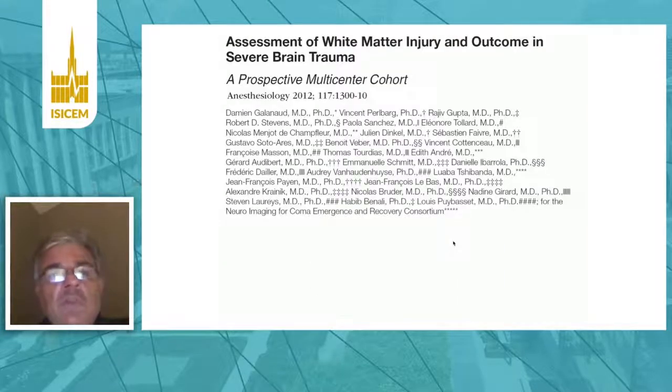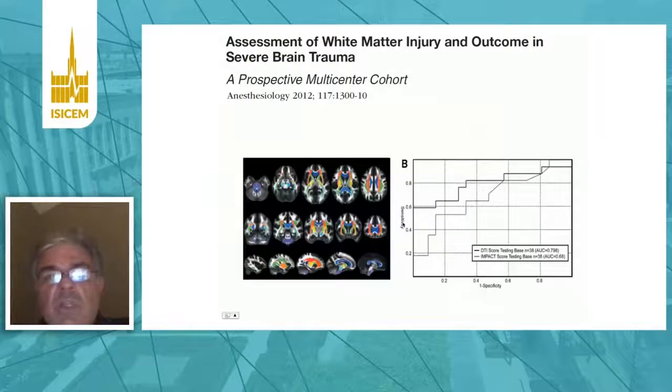One could use more sophisticated imaging, as has been done by Louis Puybasset and others, with DTI imaging, and this is generally used in patients who remain in coma several days after surgery to then decide who should get ongoing care. And this is a fairly robust method to determine who may improve.